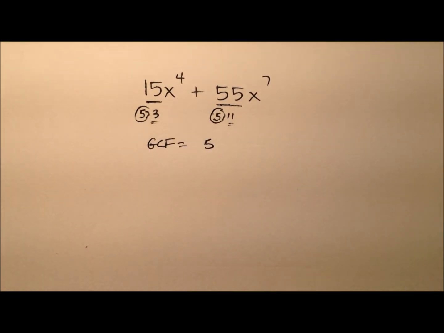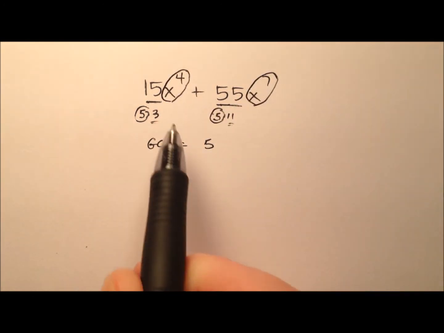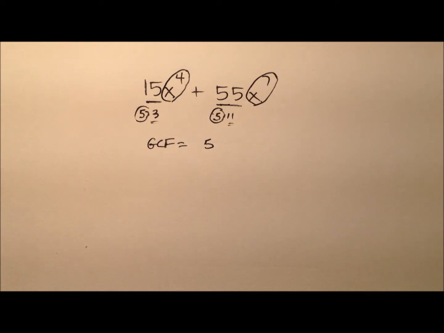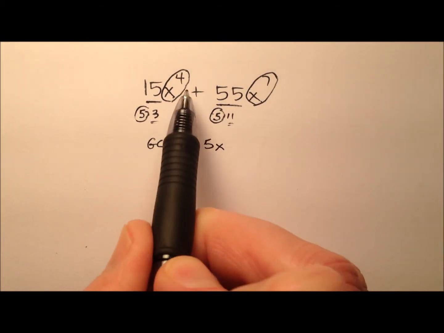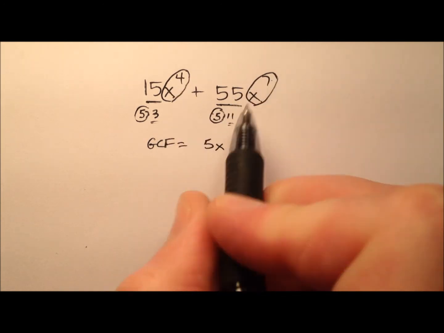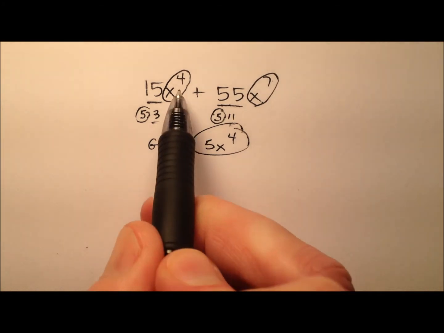Okay, how about with the variables then? Well, I have x to the fourth and x to the seventh. So you'll notice x appears in both terms. So we'll take the greatest common factor as the exponent that's the least. So 4 and 7. So the greatest common factor will be 5x to the fourth.